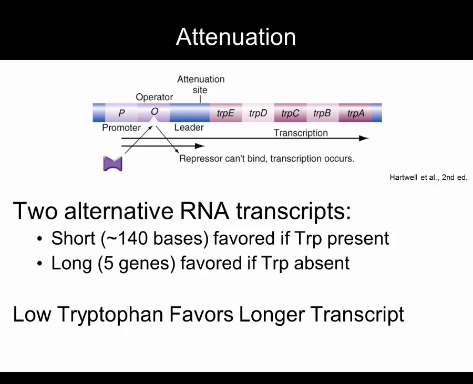It includes all 5 structural genes. The less tryptophan there was available, the more the longer transcript was favored. This is all due to this leader sequence, a small region that comes after the promoter and before the structural genes. Let's look closer at it.